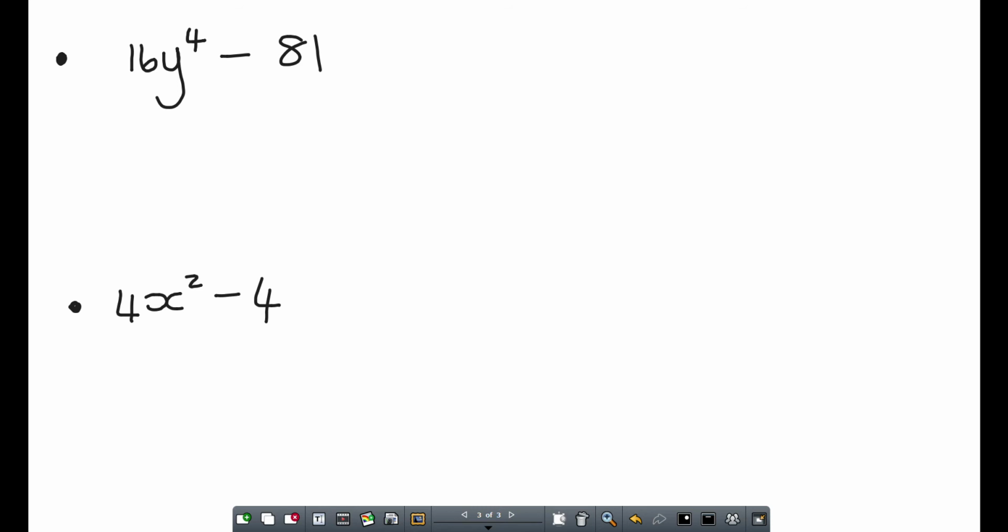Then how do you know you can simplify further? Or how do you know you can go further? You've got to look at whether one of your brackets maybe has a minus in between. And then that one can go further. Then it's difference of two squares again.